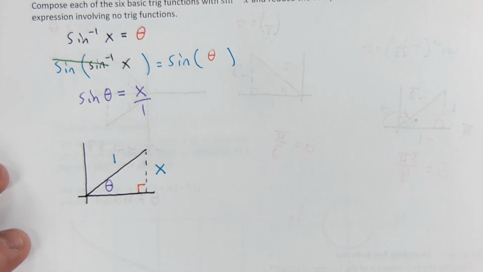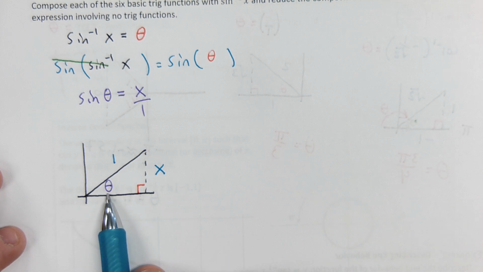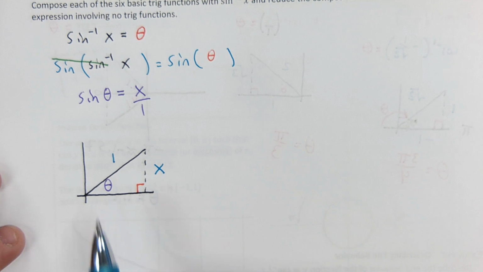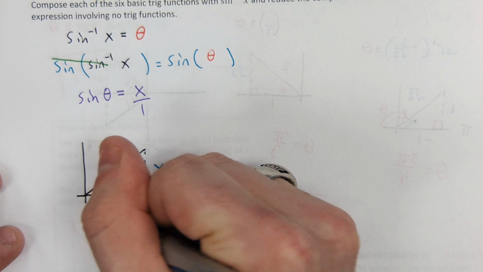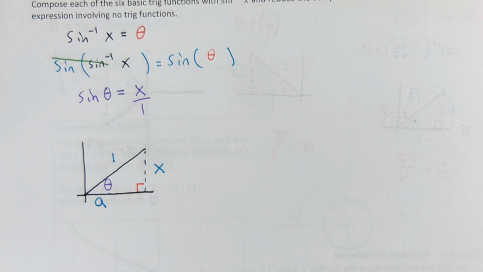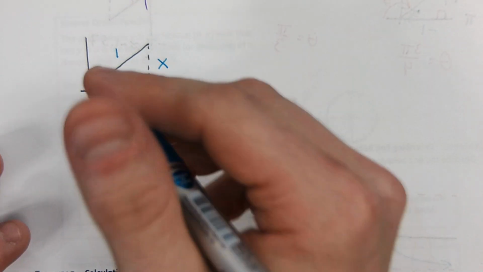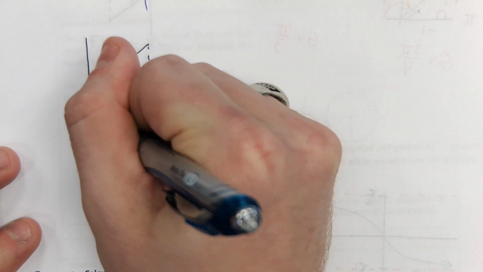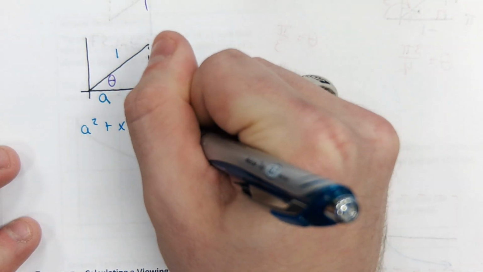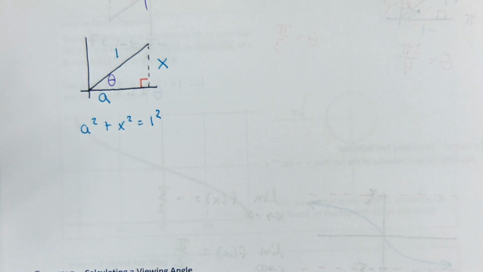How would I find the side that is adjacent to this theta? How do I find an unknown side? Yeah, it's Pythagorean theorem. We're just going to perform the Pythagorean theorem on this triangle with an unknown theta to figure out what A has to be. So good old Pythagorean theorem. A squared plus x squared equals 1 squared. Of course, 1 squared is 1, right? And we're trying to figure out what A is.